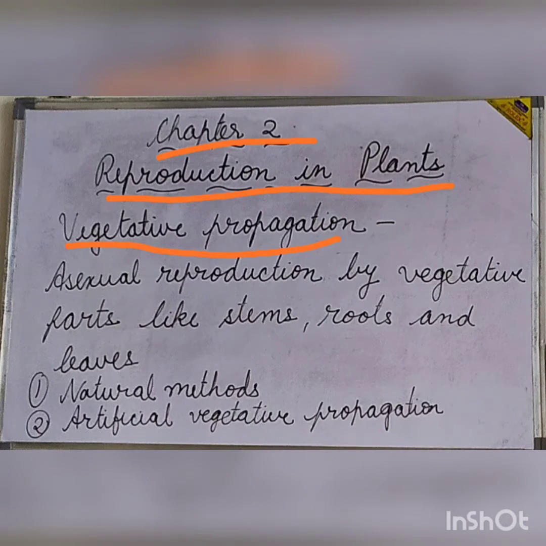What is vegetative propagation? It is the asexual reproduction by the vegetative parts like stem, roots and leaves in plants. The vegetative propagation takes place in plants which do not produce seeds or whose seeds cannot germinate. It takes place by two methods, either the natural methods or it is done artificially, the artificial vegetative propagation.